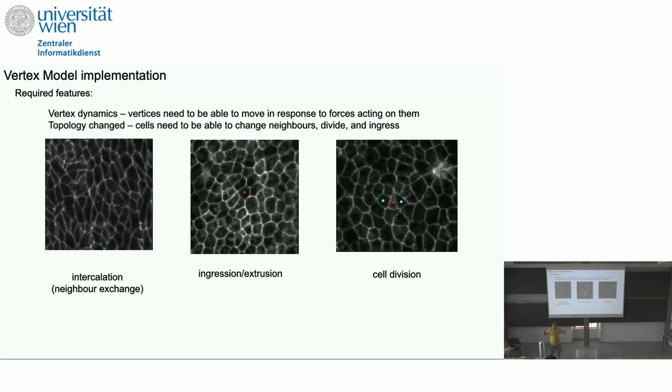It's as if you're again in a crowded concert and you want to leave. Your best chance of leaving is essentially swapping places with people. You just tap them on their shoulder and then you swap places. That's what cells do. Cells also ingress or get extruded.